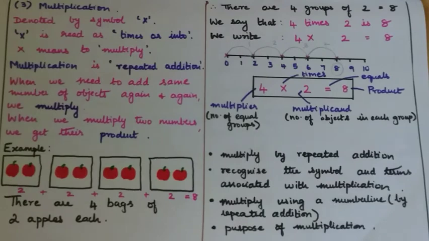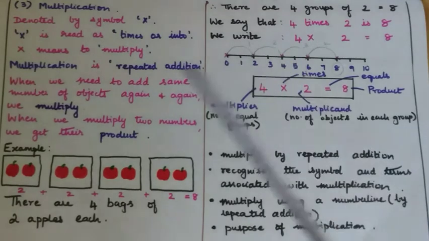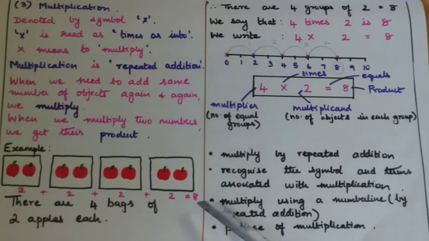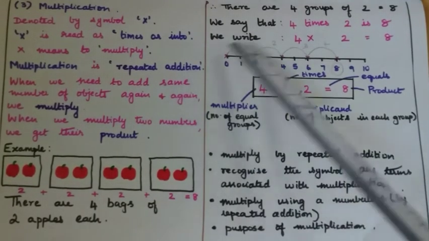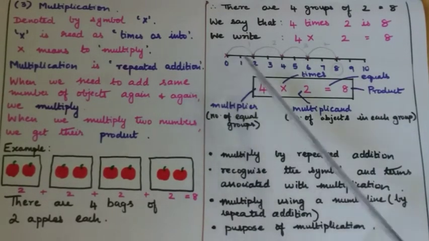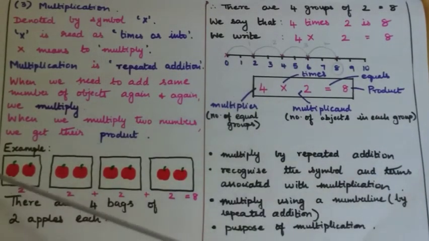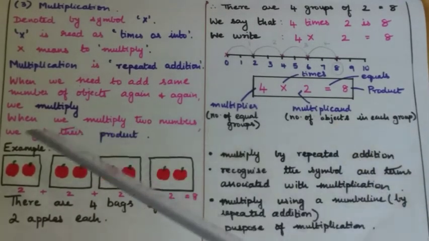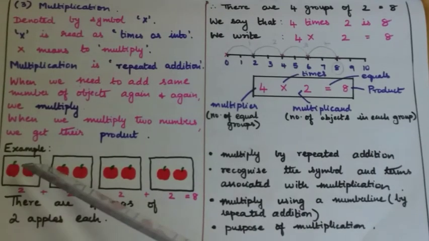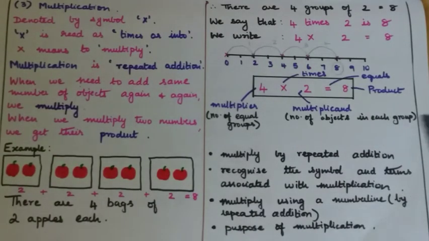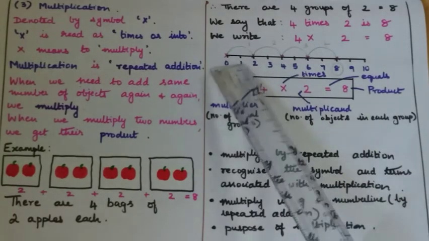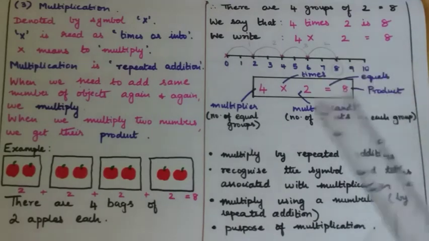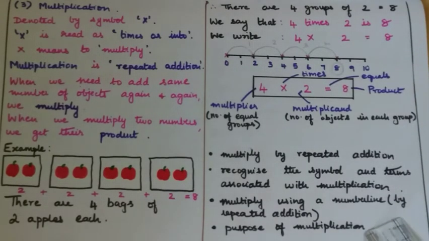At the end of this, your child should be able to multiply by the concept of repeated addition. When n number of groups are given with an equal number of items, they should be able to perform multiplication by repeated addition. The number of groups is called the multiplier, and the number of objects in each group is the multiplicand. The child also needs to be able to multiply on a number line by using repeated addition and skip counting. And they should also know the purpose of multiplication.